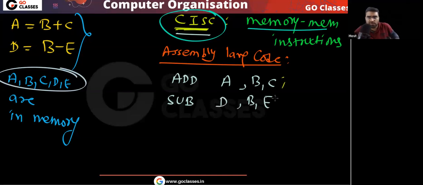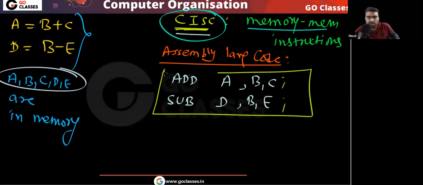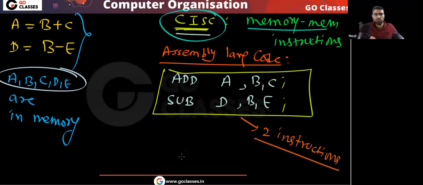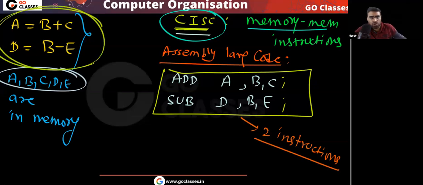Yes or no? So tell me one thing, quickly: how many instructions are there? Only 2 instructions, right? Agree with me? If you are the assembly language programmer, you will write only 2 instructions to carry out this task. All of A, B, C, D, E are in the main memory, and you write only 2 instructions in the assembly language code. Okay, very simple. Is this clear?